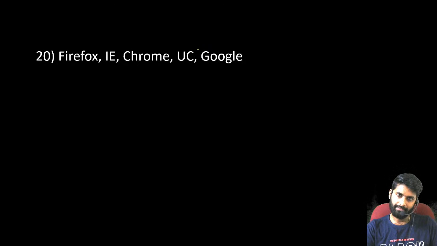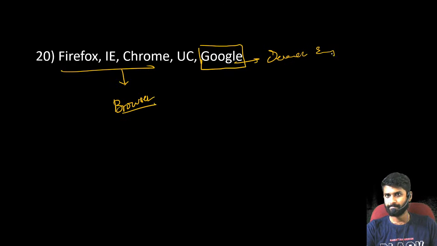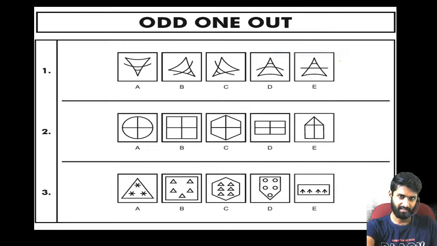Why is it Google? Why? Because these are all browsers, but Google is a search engine. That's why Google is completely different from the remaining ones. Next one. Give me the answer. Odd figure.